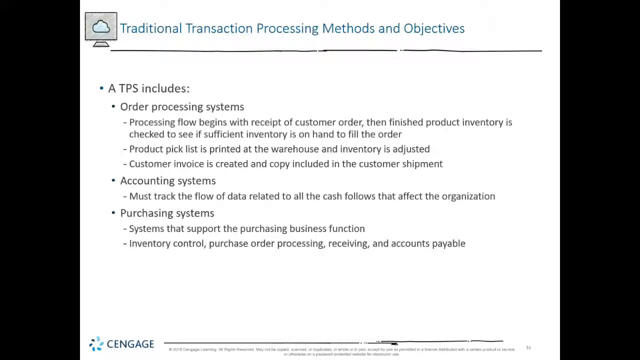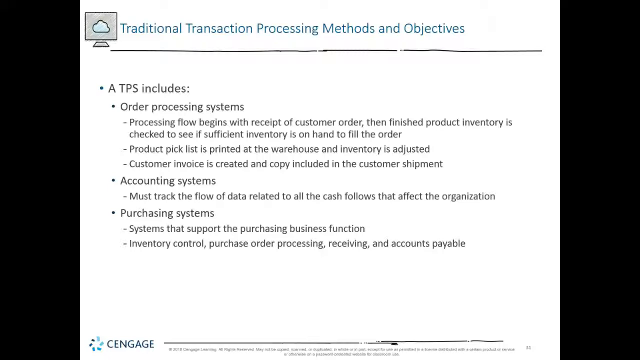Traditional transaction processing methods and objectives. TPS includes order processing systems. The processing flow begins with the receipt of a customer order. Then product inventory is checked to see if sufficient inventory is on hand to fulfill the order. A product pick list is printed at the warehouse and inventory is adjusted. A customer invoice is created and a copy is included in the customer shipment.